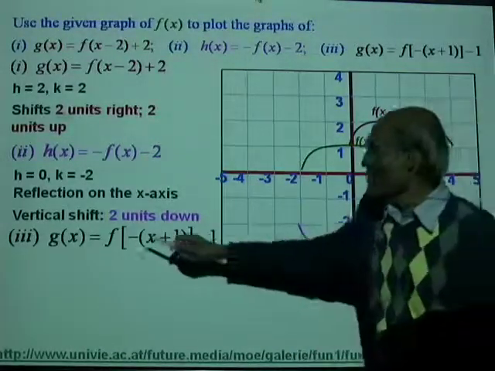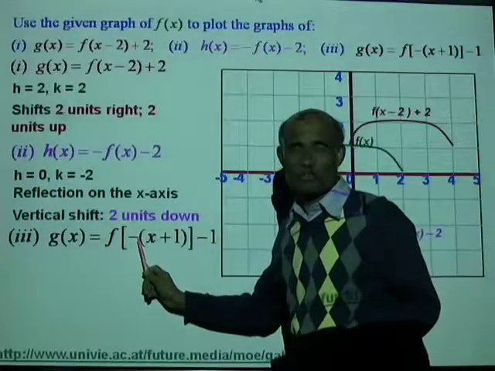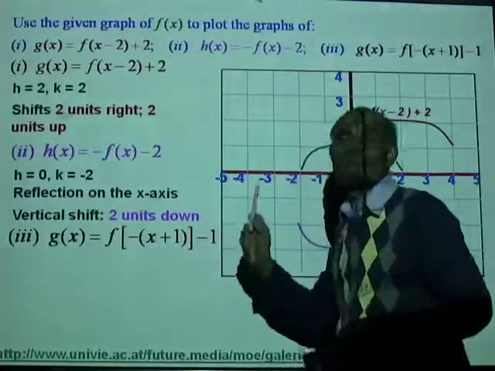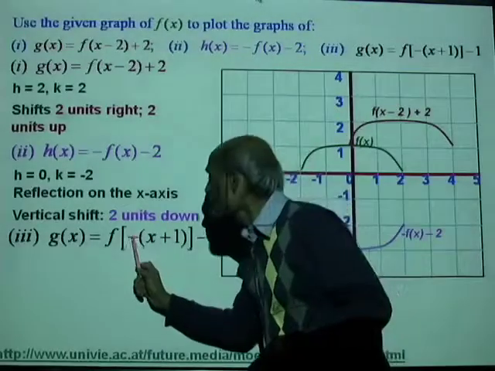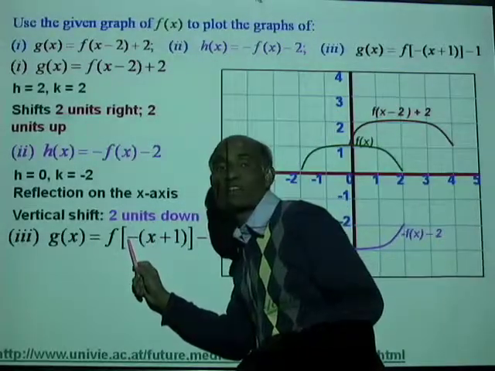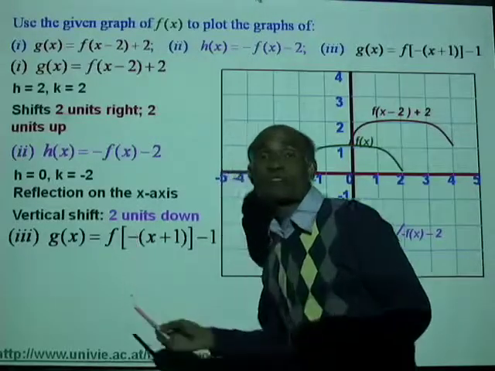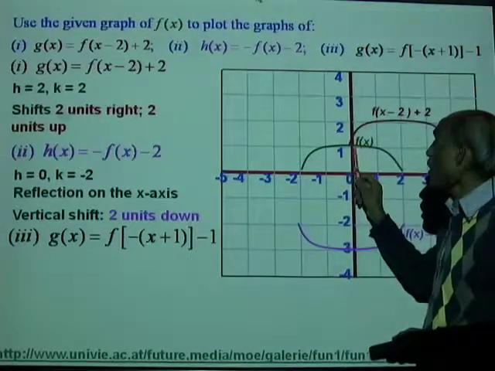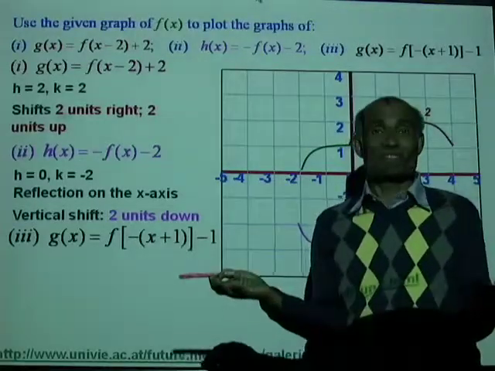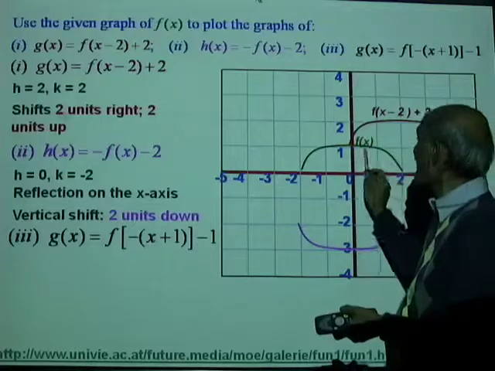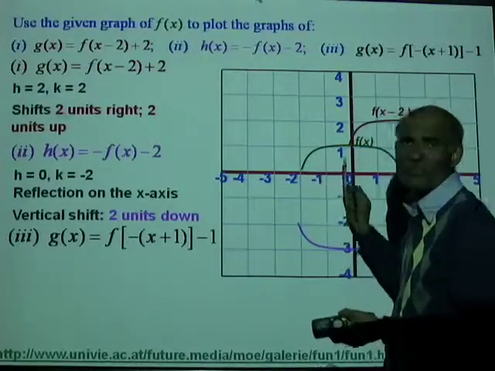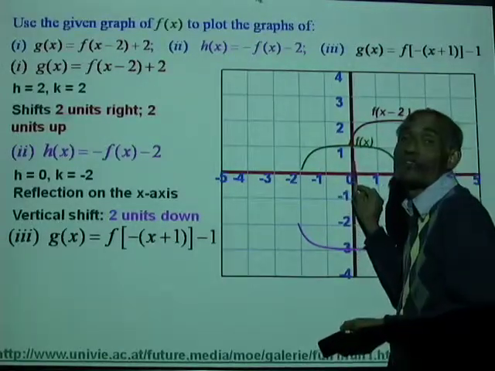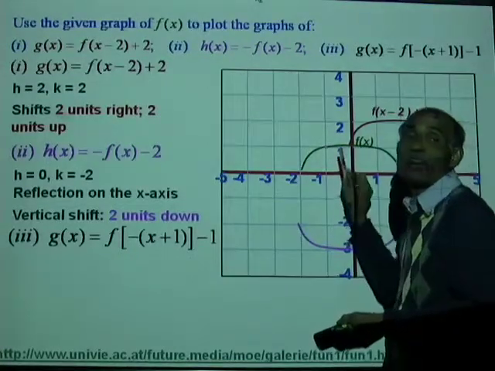All right. How about the third one? All right, this is very important. G of x is f of (negative x plus 1) minus 1. What does f of negative x plus 1 do? What does that negative sign signify? That is a reflection on the y-axis. Now look at this. If you reflect the graph of f of x on the y-axis, will there be any change? No. Actually, if you reflect this graph on the y-axis, did I say x-axis? Now, if you reflect this graph on the y-axis, there will be no change. So this is actually symmetric about the y-axis.